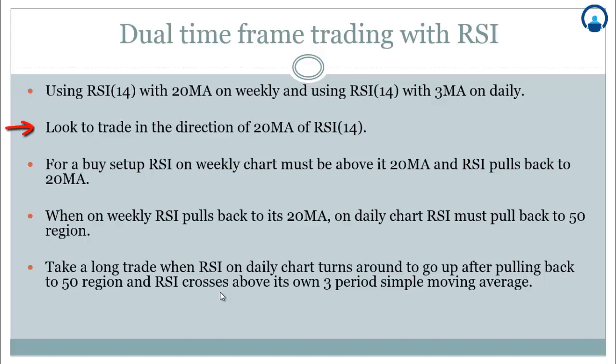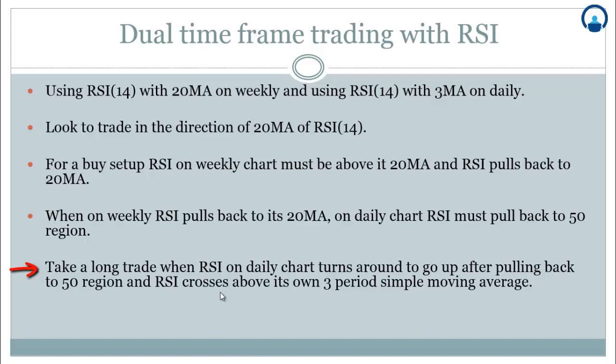Look to trade into the direction of 20 period MA of 14 period RSI on weekly. For a buy setup, RSI on weekly must be above its 20 period MA. RSI pulls back to 20 period MA. When on weekly RSI pulls back to its 20 MA, on daily chart RSI must pull back to the level of 50 or lesser. Take a long trade when RSI on daily chart turns around, goes up after pulling back to 50 region and RSI crosses above its own 3 period simple moving average.